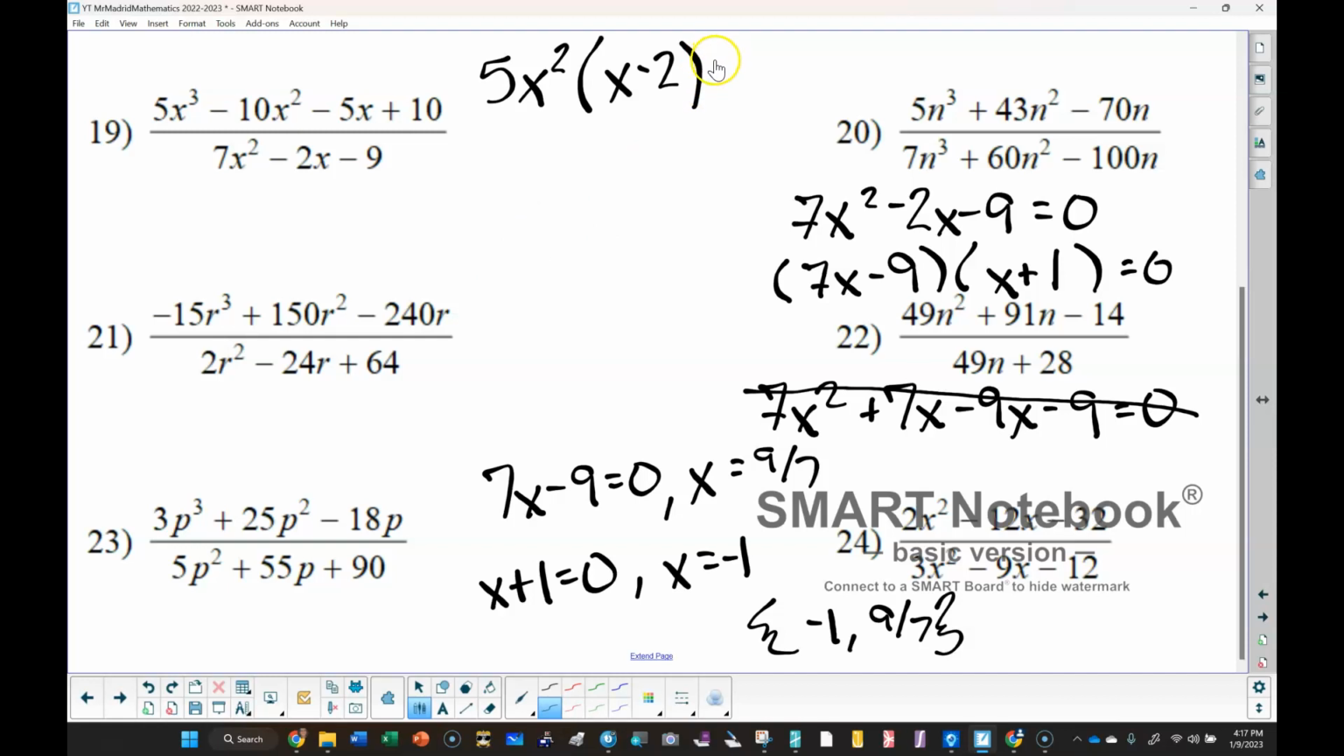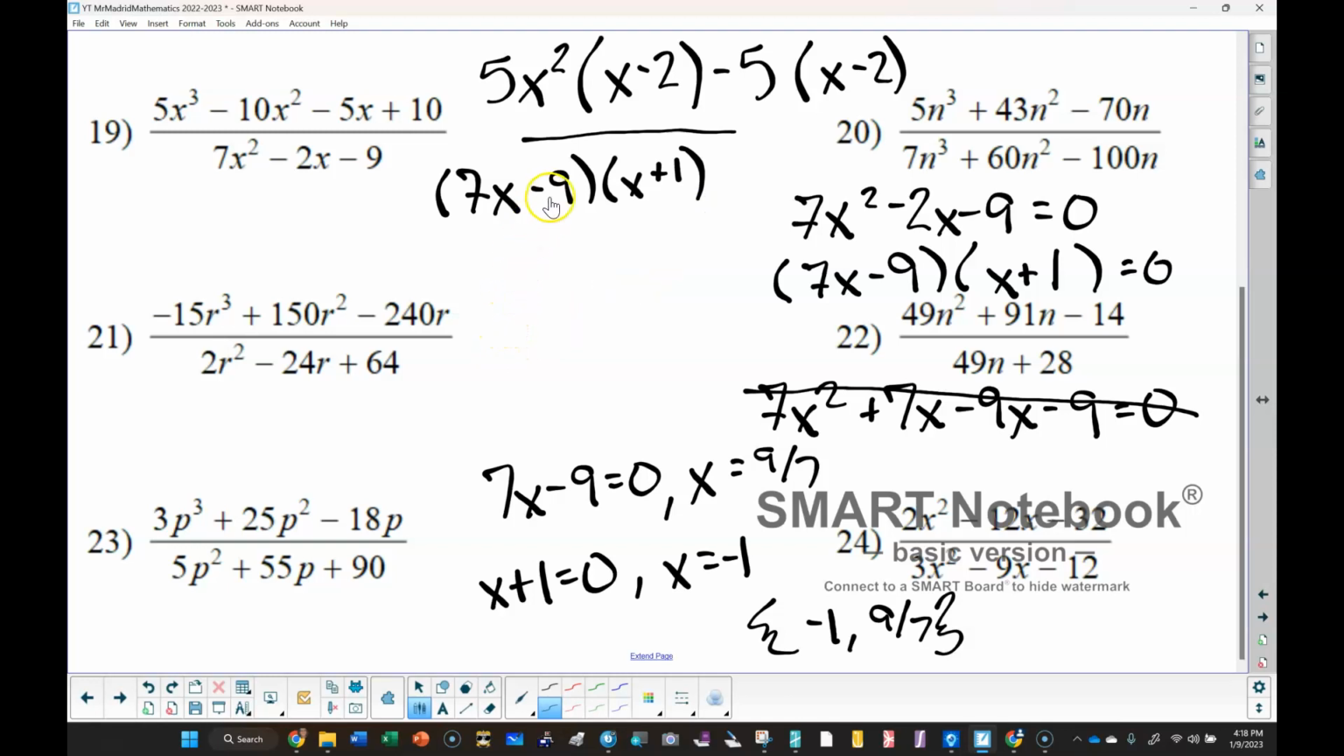Now, on this side, I want to factor out a minus 5 from these two terms, which leaves me an x. And if I take out a negative 5 from the 10, I get left with a negative 2. And down here I have this form right here. So I don't see anything that can cancel just yet. But I do see that this side and this side have an x minus 2 in common.